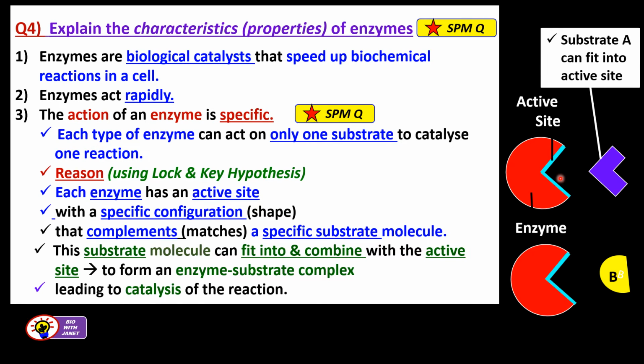That's when catalysis can occur. If the enzyme substrate complex cannot be formed, then no catalysis occurs. For example, for molecule B here, the shape of molecule B cannot match with the shape of the active site on this enzyme. So the enzyme substrate complex is not formed, and there's no reaction. No catalysis occurs.